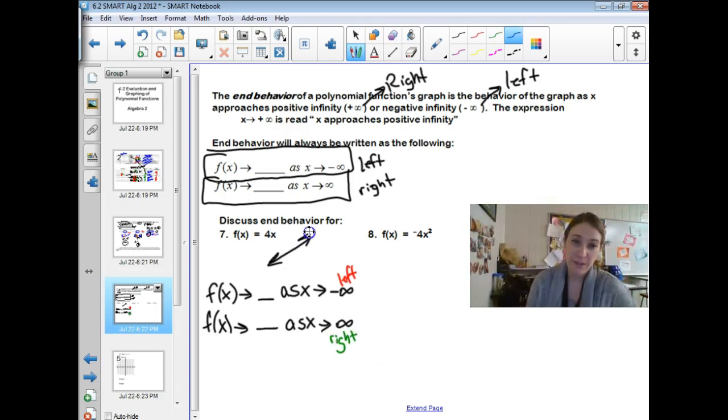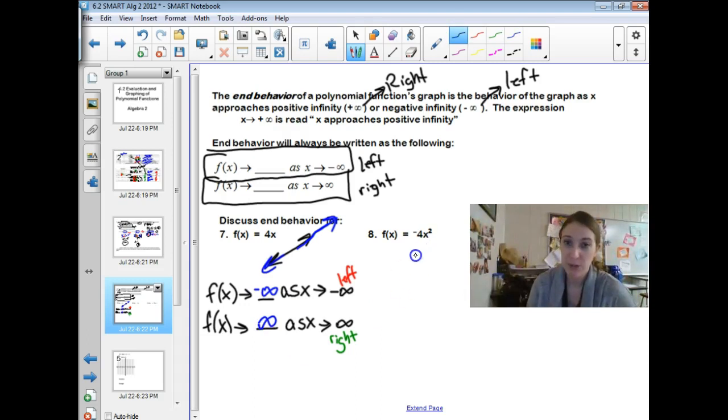And then if I look at my little sketch here, if I'm a little bug and I'm traveling along the left side, it's going down, down, down, down, down to infinity, to negative infinity, excuse me. And that's what I write in this first blank. And then if I go along the right side of my sketch, if I'm this little bug going to the right, it's going up, up, up, up, up, approaching positive infinity. So that's what end behavior looks like for our polynomials.